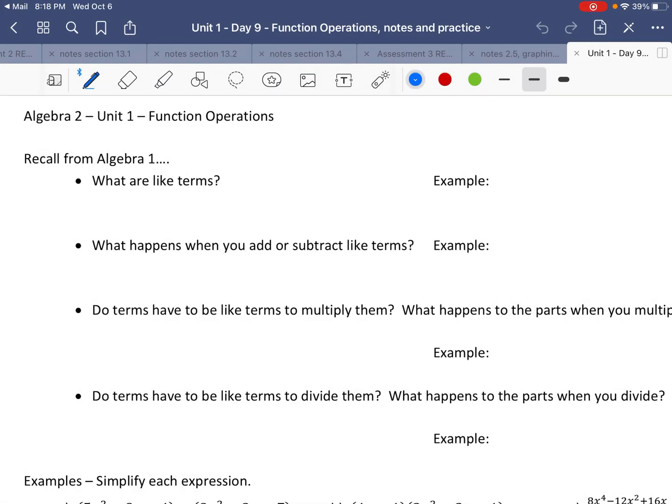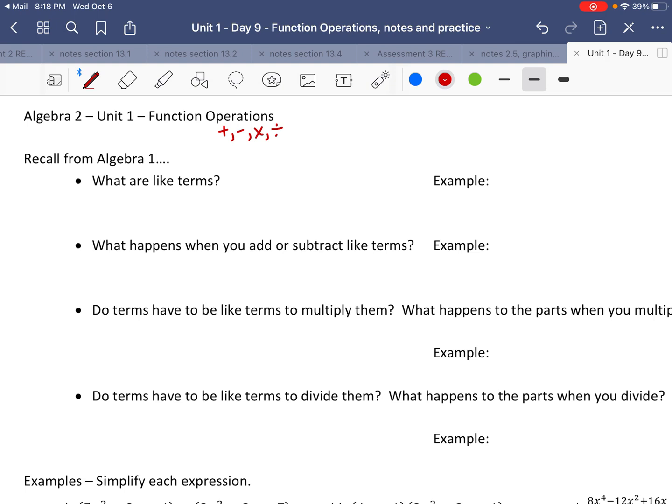All right, so let's take care of this. So function operations. When I say function operations, what I mean is that we will be adding, subtracting, multiplying, and dividing. Although we won't be using an x for multiplying, we'll be using a dot. So we're going to be doing that with functions. Let's go over a few definitions here.